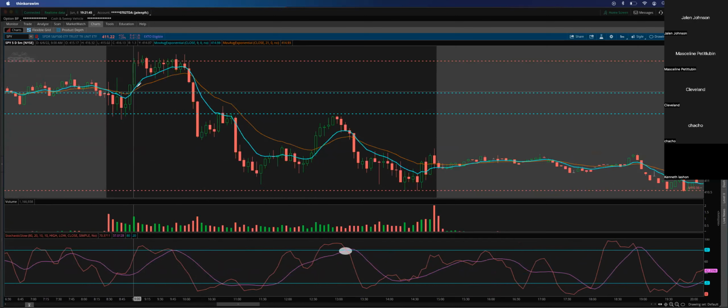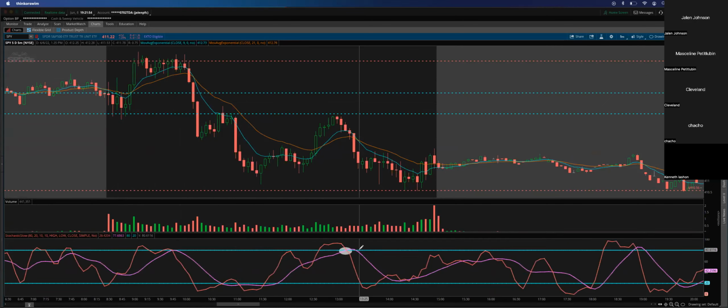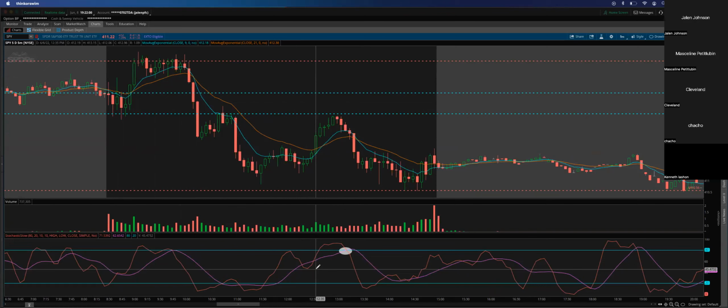So pretty much the same thing here. Let me explain what this indicator is anyway. The stochastic indicator is pretty much telling you about a momentum shift, right? It's a momentum indicator, so it's basically telling you where the momentum is going, right?